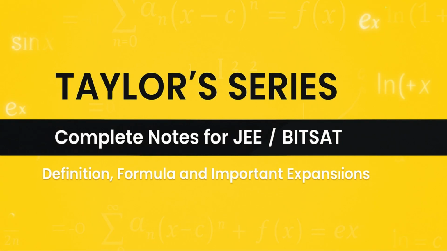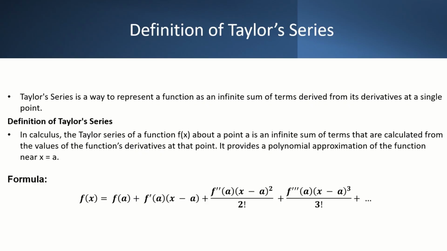What is the formula and how to use it? Taylor series is a way to represent a function as an infinite sum of terms derived from the derivatives at a single point. This is the main definition. If I call f of x a function, I can write it as f of a plus f dash a times x minus a plus f double dash a. f dash a is the first derivative of f of x at x equal to a, and f double dash a is the second derivative of f of x at x equal to a. So f double dash a into (x minus a) whole square by 2 factorial plus f triple dash a into (x minus a) whole cube by 3 factorial.